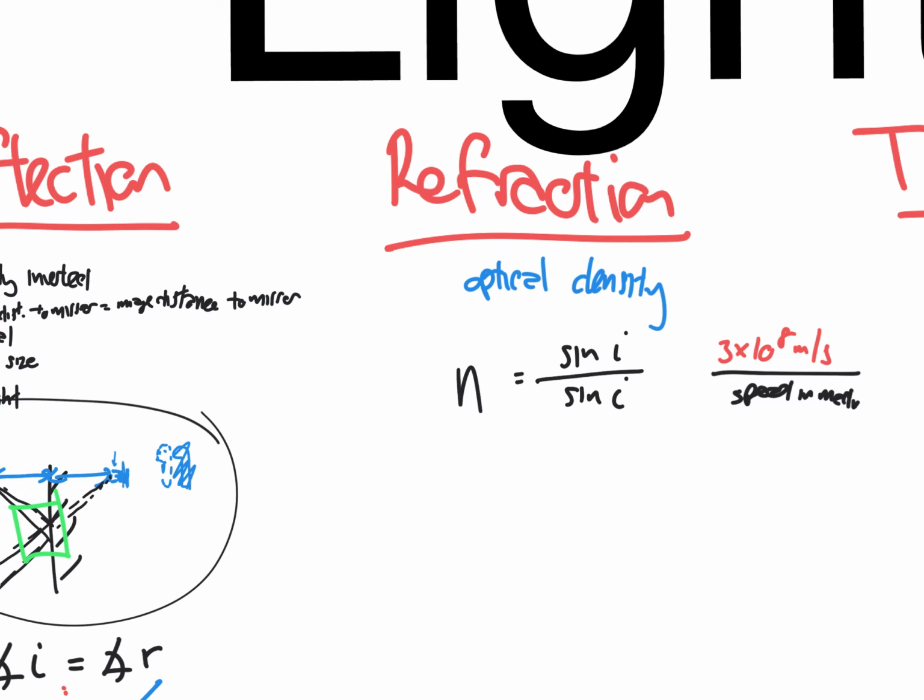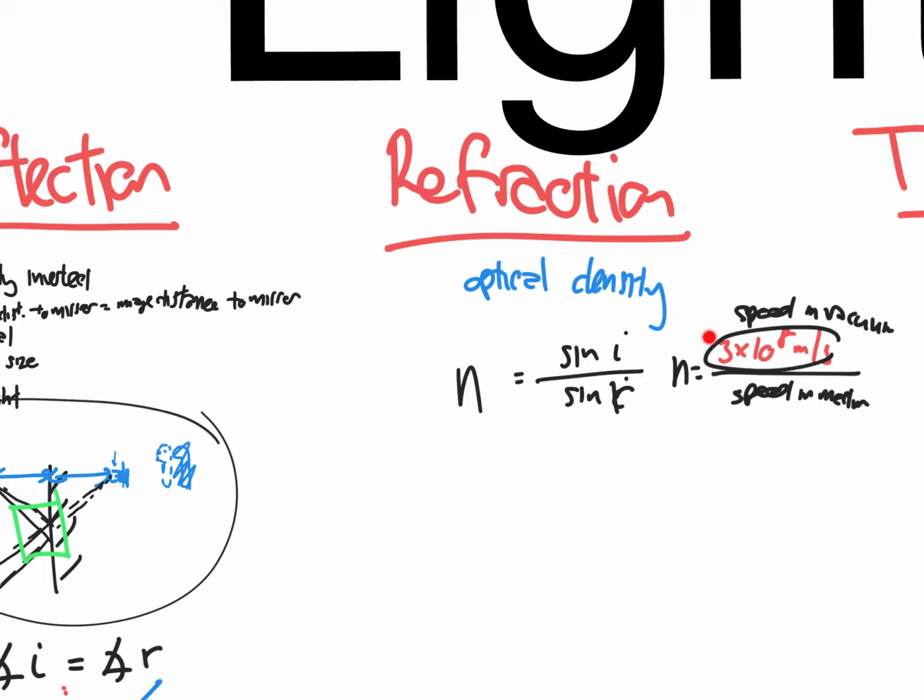Medium. So that's the idea, you see. This is the speed of light in vacuum. That is to say, to find my optical density, I can find sine I over sine R. Oh dear, I didn't write it properly, sine R. Sorry, guys. Or the refractive index could be found by taking my speed in a vacuum over speed in a medium.